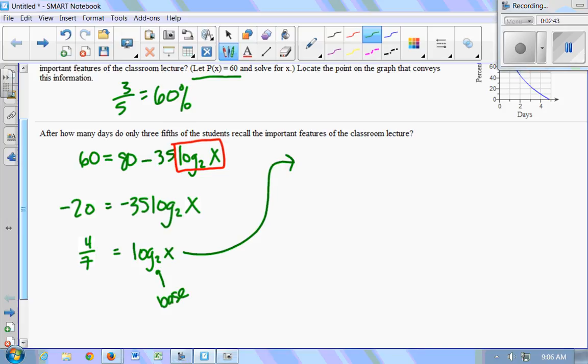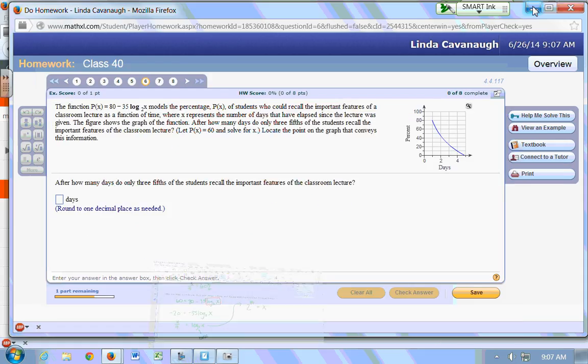So instead of, right now, this looks like 2 to the x, right? It's going to switch. It's going to be 2 to the 4/7. So you're going to have 2 to the 4/7 equals x. So that's an exact value for the number of days, 2 to the 4/7 days. So I could have my calculator get a better value. 2 to the 4/7.